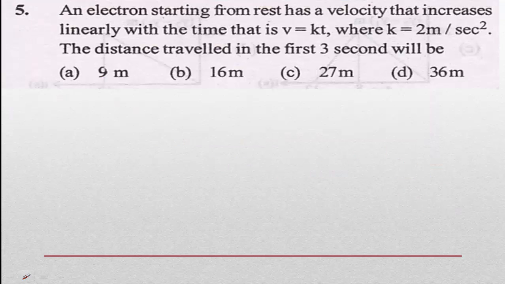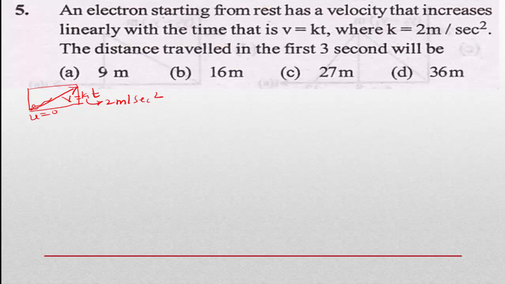And the next question is, an electron starting from rest has a velocity that increases linearly with the time t, with the velocity v is equal to k into t. Here k is equal to 2 meter per second square. Suppose you consider this is the confined wall, this is the electron. Starting from rest means initial velocity v equal to 0. The distance traveled in the first 3 seconds.